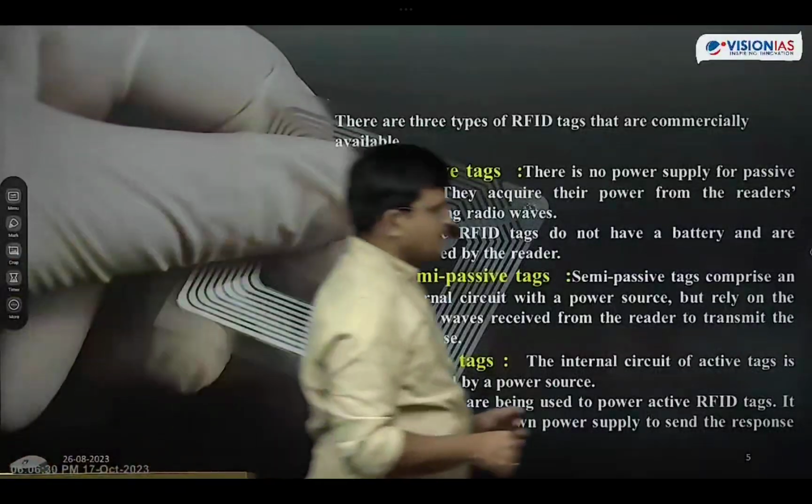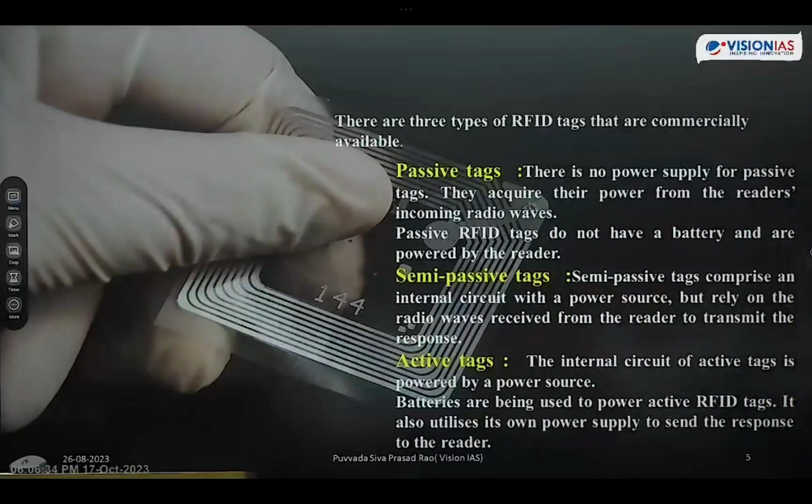Passive tag. RFID, you know that now, means Radio Frequency Identification Device tags. It is of three types. Passive tags means there won't be any power supply. They don't have any power supply. They acquire their power from the reader's incoming radio waves.